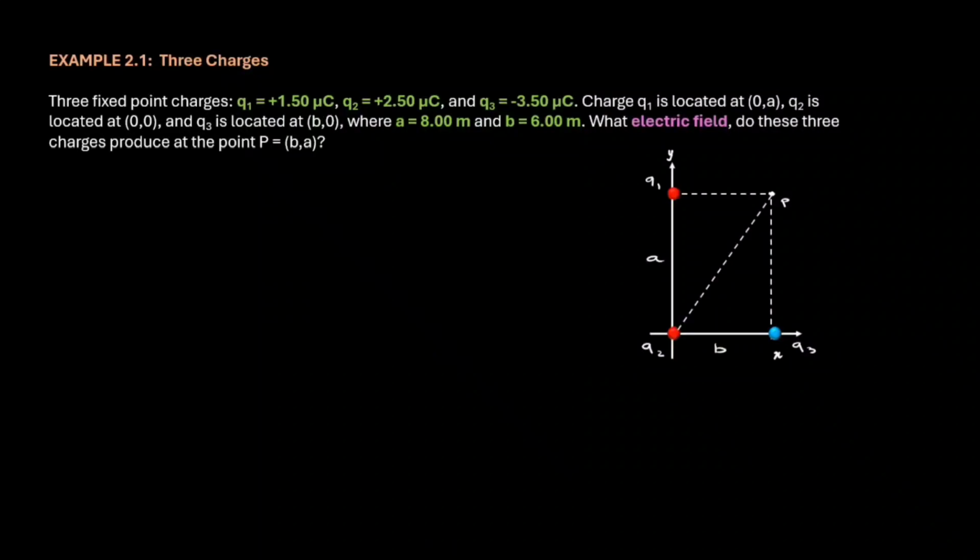Example 2.1, 3 charges. 3 fixed point charges. Q1 equals positive 1.50 microcoulomb. Q2 equals positive 2.50 microcoulomb. And Q3 equals negative 3.50 microcoulomb.